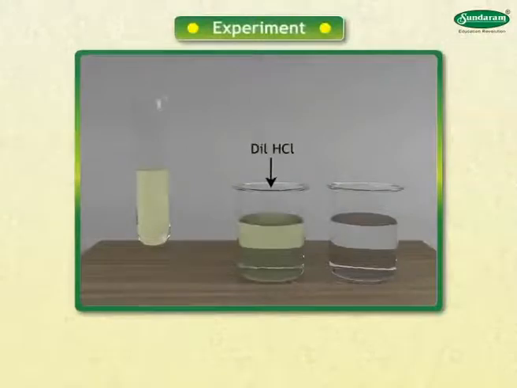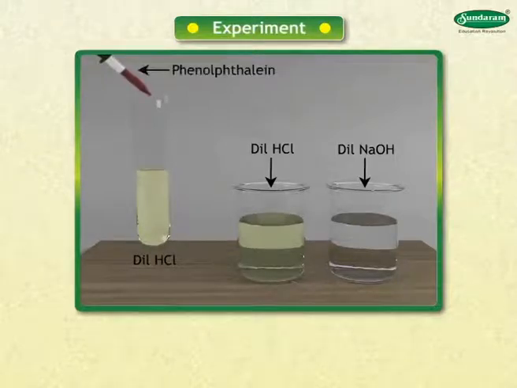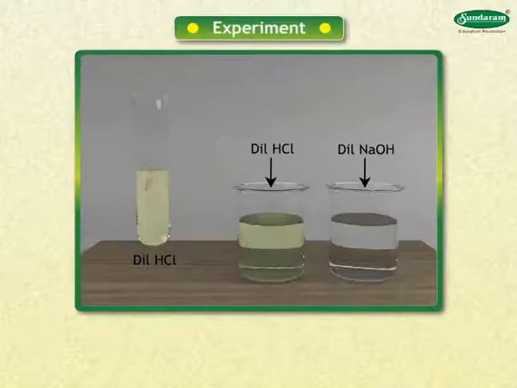Neutralization. First, prepare dilute solutions of hydrochloric acid and sodium hydroxide. In a test tube, take 5 milliliters of dilute hydrochloric acid. Note the color of the solution. Note the color of the indicator phenolphthalein. Add 2 or 3 drops of this indicator to the acid. Did the acid change color?